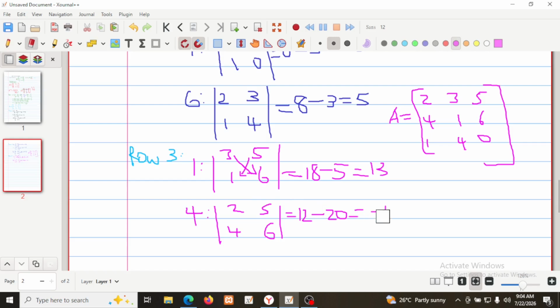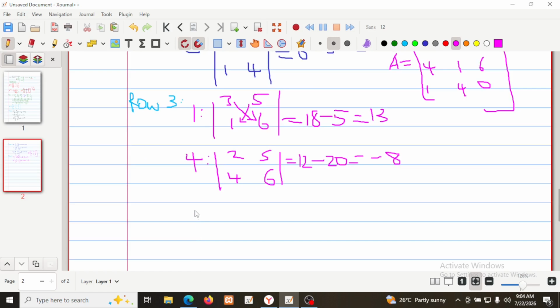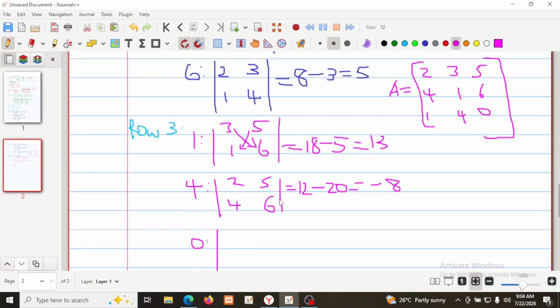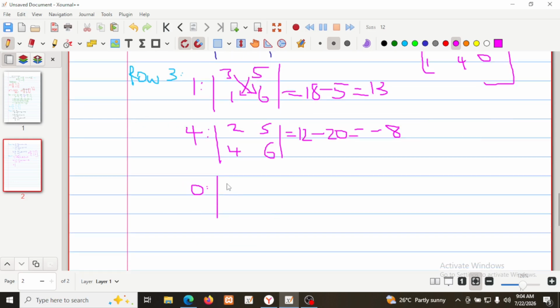Okay, sorry for this. So we have negative 8. Then for 0, don't assume the 0, you must do the 0. For 0, when you block this and this, we have 4 1 1 4. So this will give us 16 minus 1, this is 15.